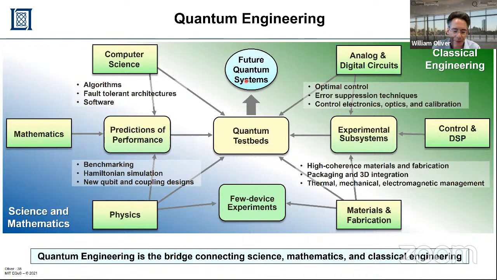It's the bridge or the pivot that needs to be done, the abstractions that we need to make so that people from these different disciplines with their expertise can apply that expertise to the development of future quantum systems. And that is quantum engineering.